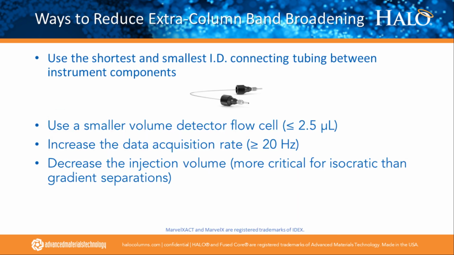We do have recommendations for ways to reduce extra column band broadening. The first way is to use the shortest and smallest ID connecting tubing between the instrument components. And we recommend the Marvel Exact connectors from IDEX, which I have a picture of here. The other way you can reduce extra column band broadening is to use a smaller volume detector flow cell. We recommend using smaller than 2.5 microliters.